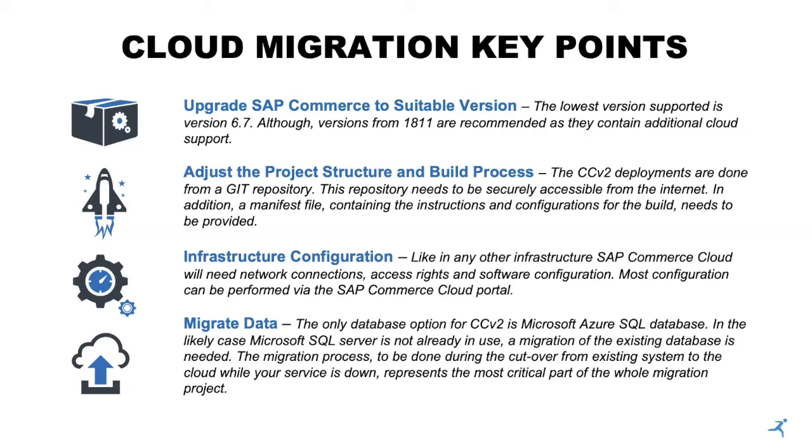Then a third point that I would highlight is for sure the infrastructure configuration. And this can easily be taken care of from the Commerce Cloud portal. And the last point, but actually the one that represents the core of the whole project, is the migrate data part. This consists in the migration or copy of data from the on-premise source DB to the target one, that is a Microsoft Azure SQL DB. It is fair to say that the migration process represents the most critical part of the whole migration project.